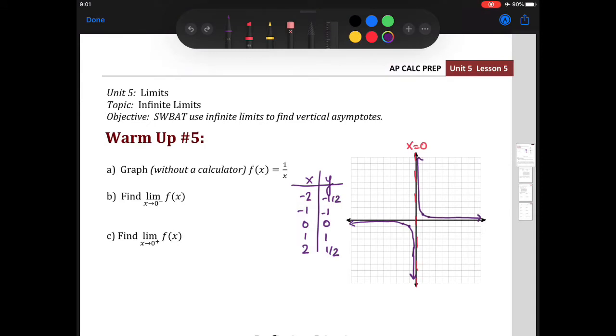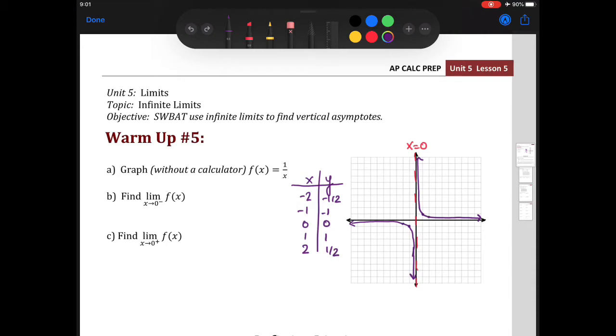So without the calculator, I substituted values from -2 to 2 for x and found my y values, right? We're all good with that. And I also sketched it. And look at this, the red line, that is your vertical asymptote, x equals 0. Again, what's an asymptote? The graph gets very close to it, but will never touch or cross, right? So we are given two questions here to answer.